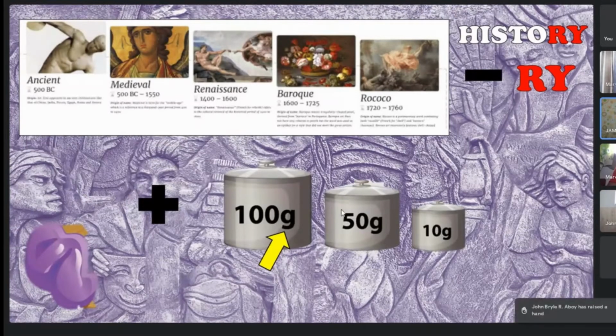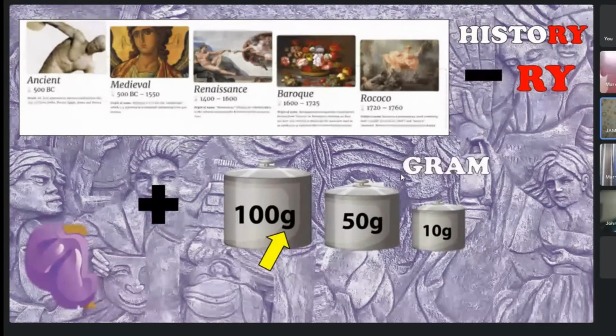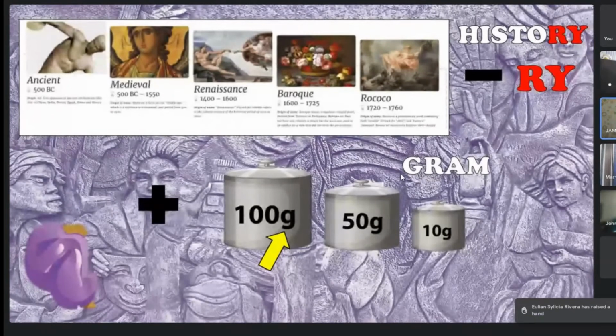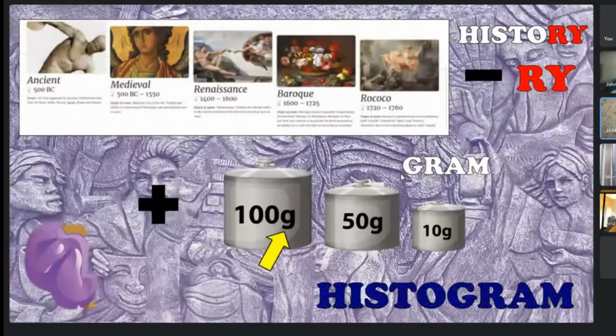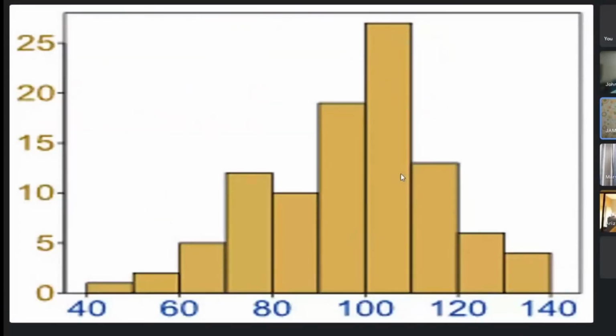Then what will be this picture denoted? Yes, John Bryle? Gram po. Okay, so we have here gram. Therefore, what will be our fourth type of graph? Yes, Aries. Histogram po. Okay, very good. So we have here histogram. So this is what a histogram looks like.